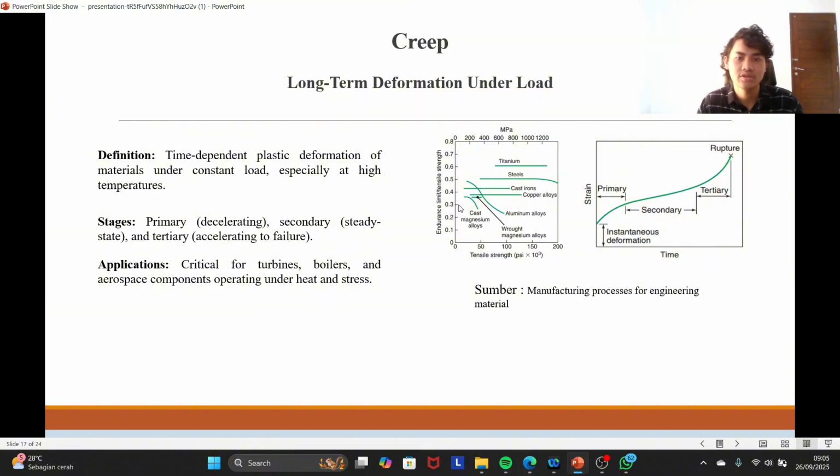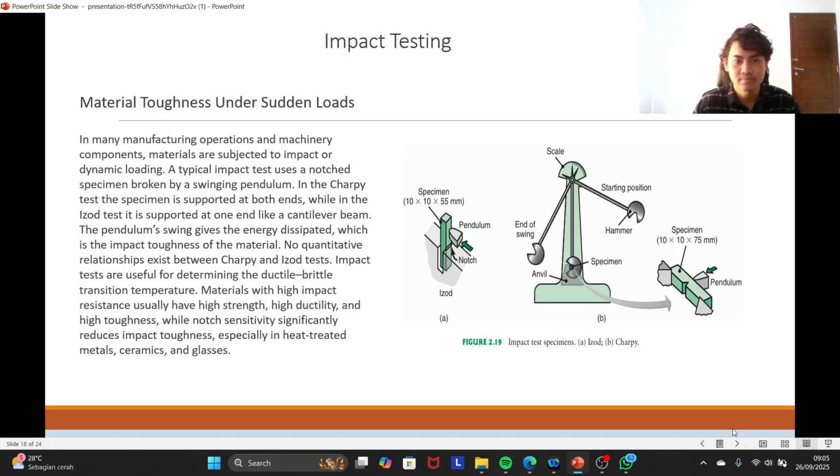Creep: long-term deformation under load. Definition: time-dependent plastic deformation of material under constant load, especially at high temperatures. It has three stages: primary, secondary (steady-state), and tertiary, accelerating to failure. Application: critical for turbines, boilers, and aerospace components operating under heat and stress.